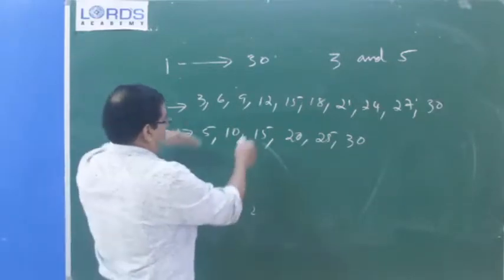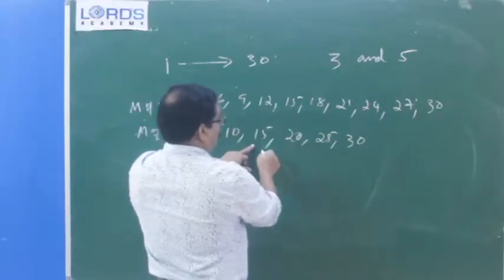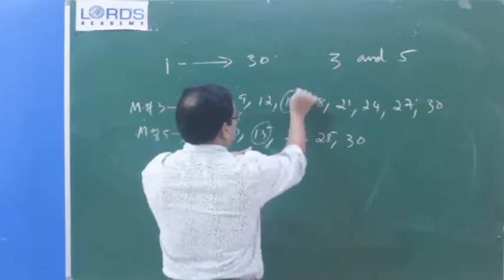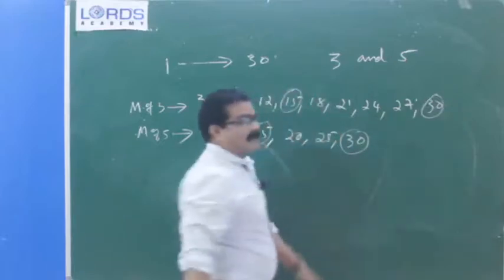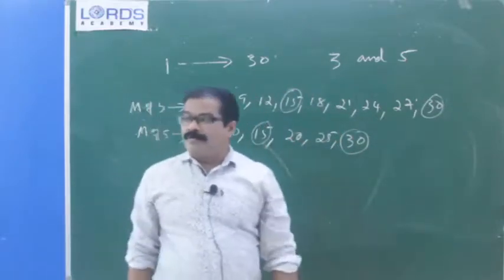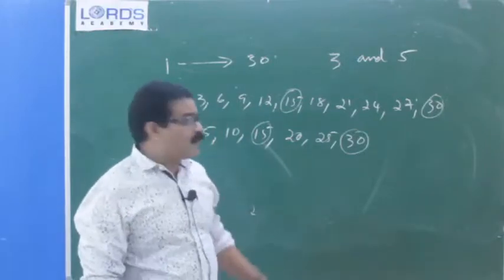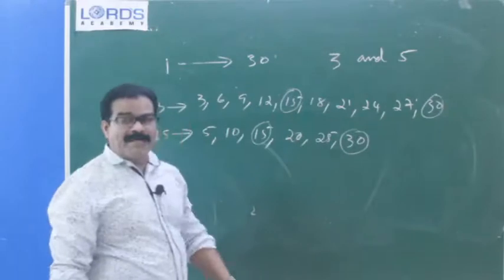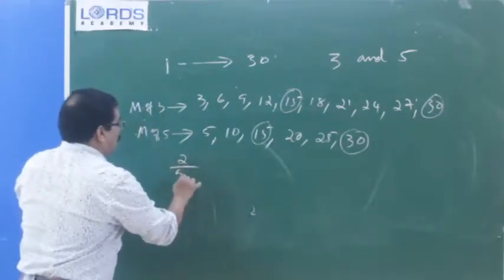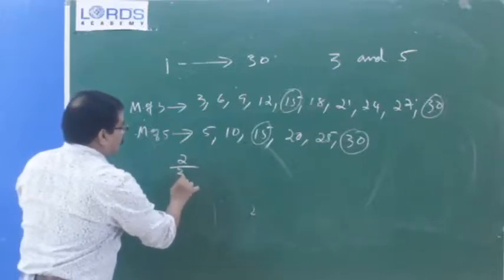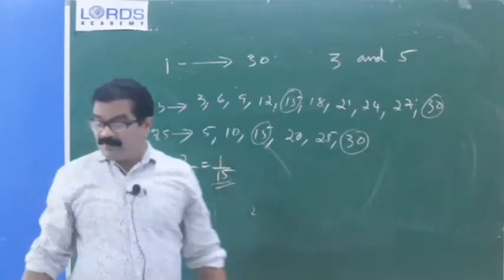How many numbers are in the intersection? Here you can find 15 and 30. Then what is the number of favorable cases? You can see 2. So the probability of getting that is 2 by 30, that is equal to 1 by 15. Okay.